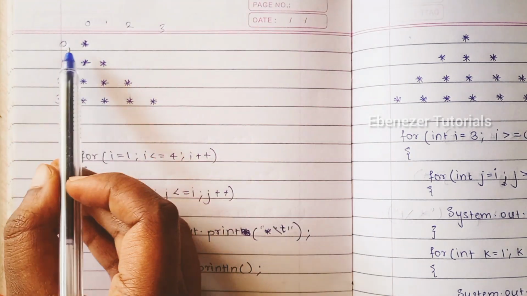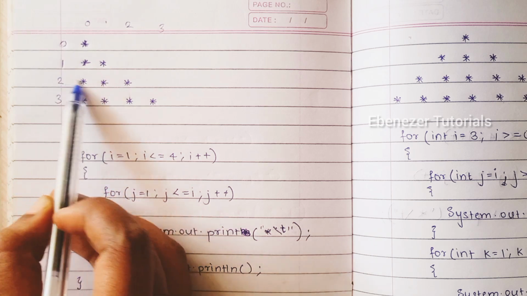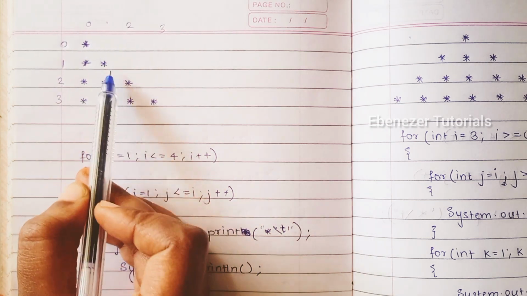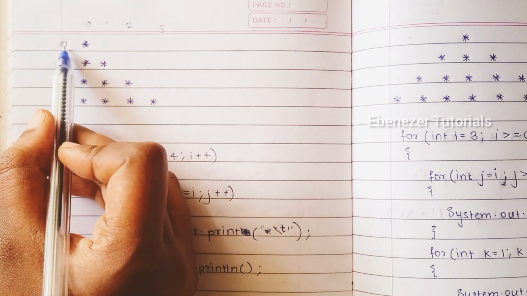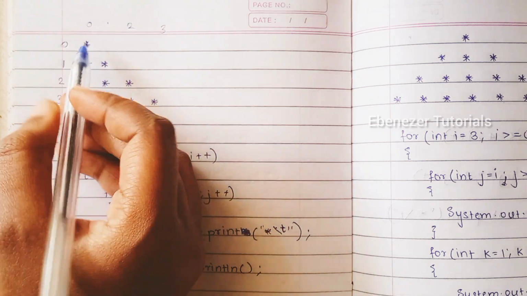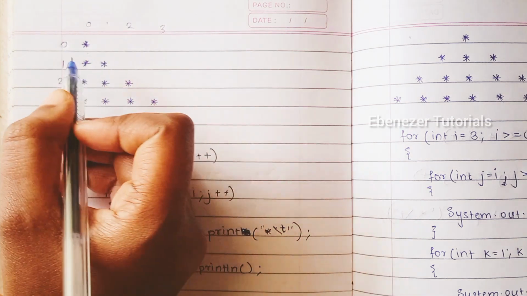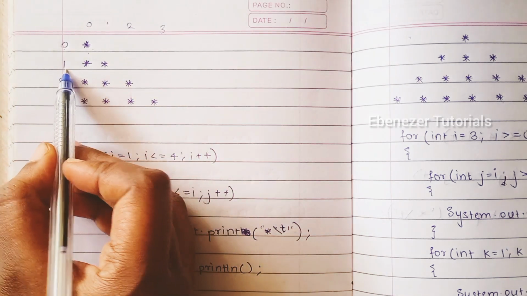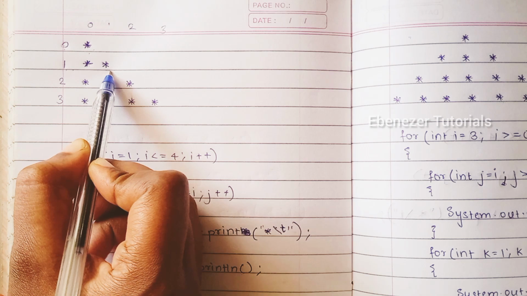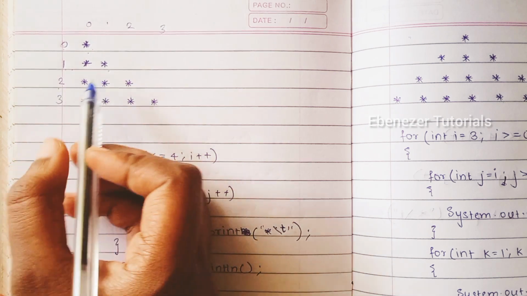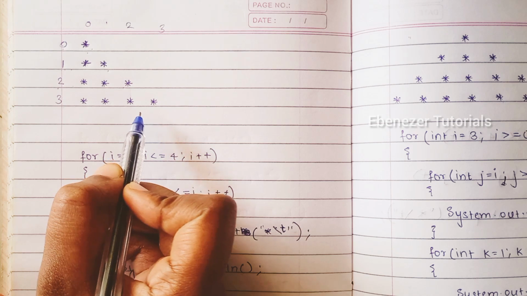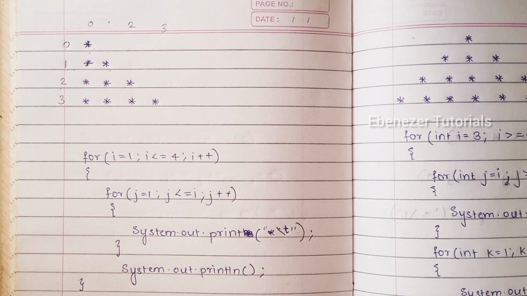So if we see, we are having stars in each row, but the number of stars is actually depending on the column number. Okay, so on the 0th row, we have 0, you can start from 1 also. So on the 0 row, you have 0 plus 1 stars. On the first row, you have 1 plus 1 star. On the second row, we have 2 plus 1 stars. On the third row, we have 3 plus 1 stars. So this is the primary logic that we have to write in the form of code.